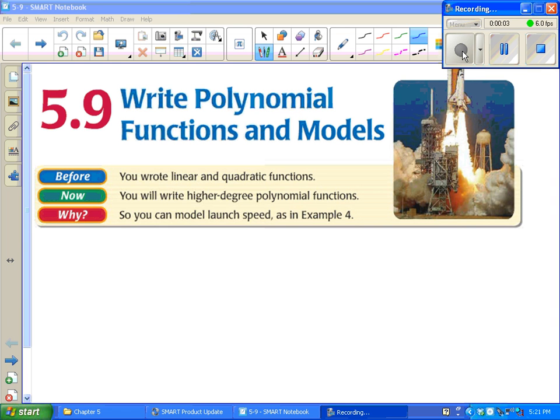5.9, write polynomial functions and models. Heads up, out of these 4 examples, one of them absolutely requires a graphing calculator. It's a statistics example. And one problem highly recommends a graphing calculator because you're going to have to solve a system of equations with 4 variables and 4 unknowns. If you thought 3 variables and 3 unknowns takes a while, 4 by 4 takes a lot longer without a calculator.